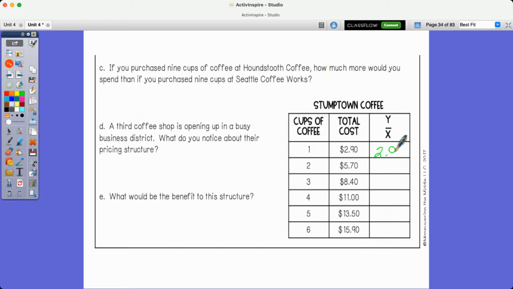Okay, 2.90 here. How about we go back and actually do the math? So 5.70 divided by 2.